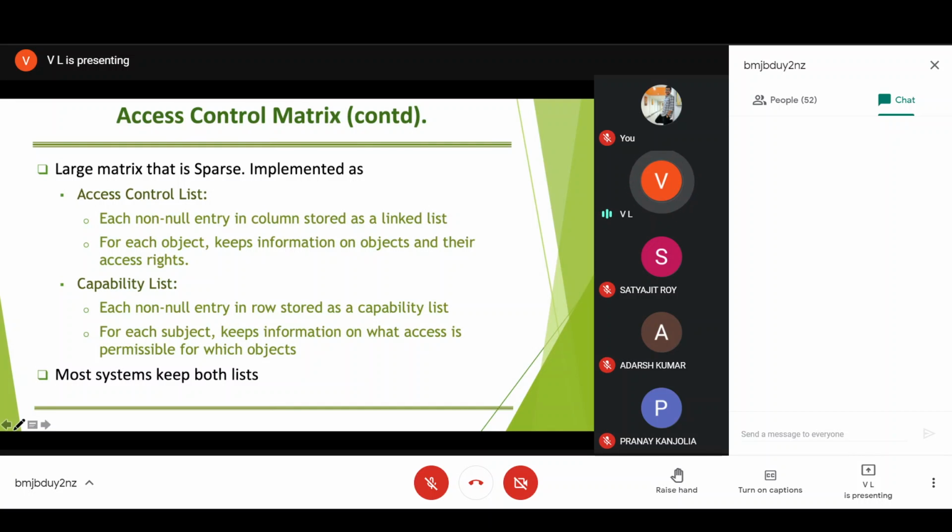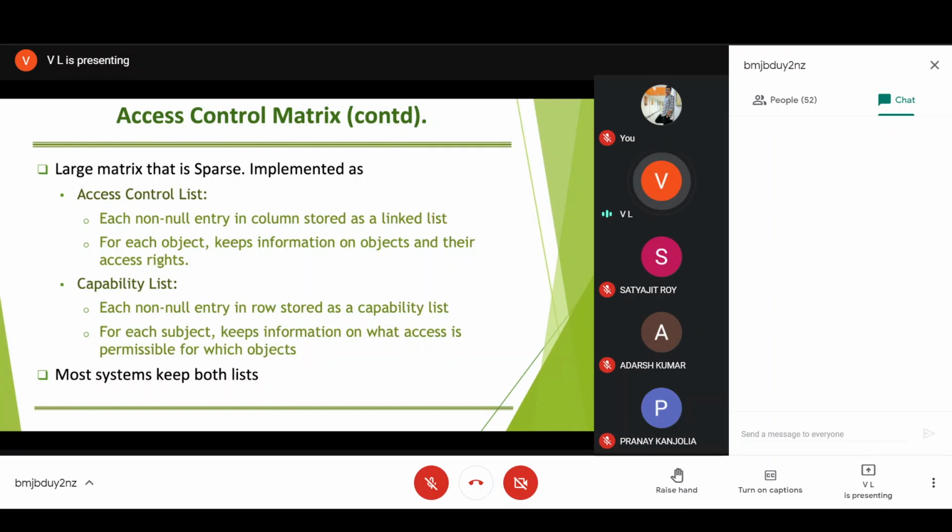But the problem with the access control matrix is that it is very large, because it changes dynamically: the number of users is changing, and the number of processes being run is also changing. So it is a large matrix and it is sparse. Most of the entries are empty. So generally, it will be implemented as either an access control list or a capability list.